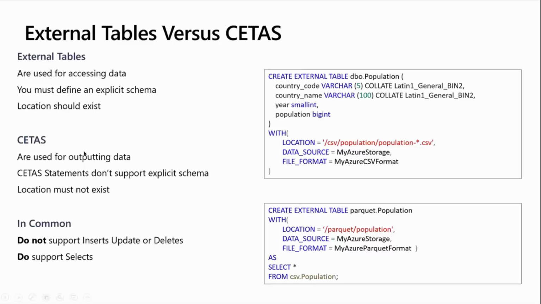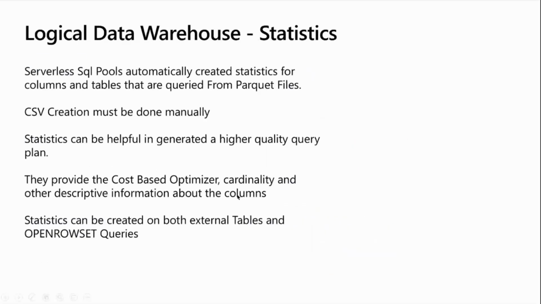Okay, so CETAS is used for outputting data and potentially querying it, whereas external tables are just used for accessing data, and you have to define an existing schema. In this case, the location should already exist. In this case, it shouldn't exist. Okay, so we got statistics.